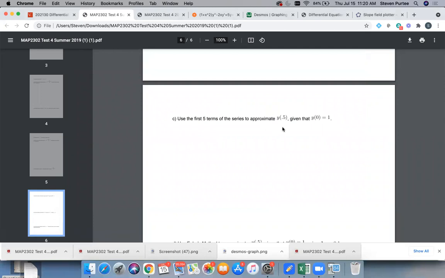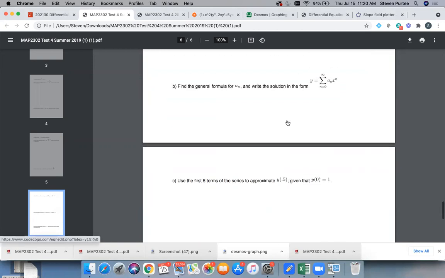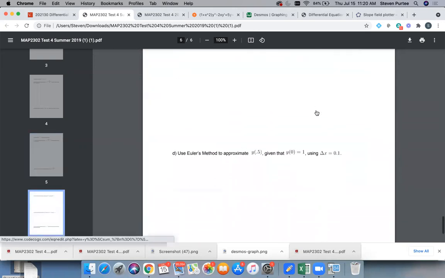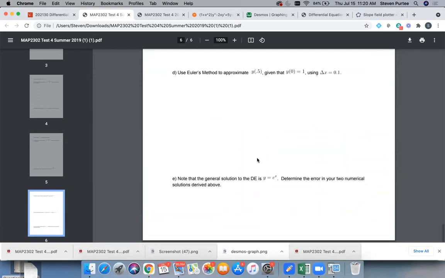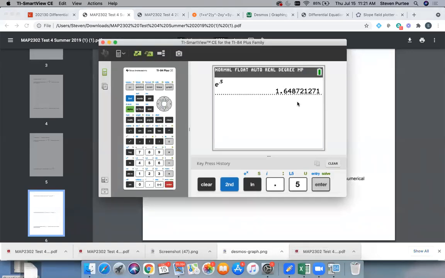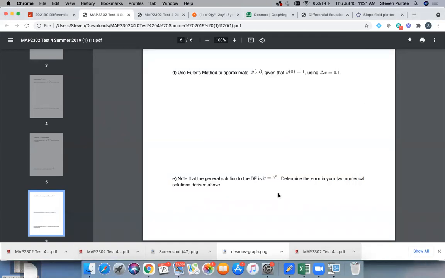So we're going to approximate e to the 0.5. Y of 0 equals 1 here. So our solution is y equals e to the x, using 5 terms of our power series. Then we're going to do it using Euler's method. We're going to compare all 3. The actual solution, and when I mean actual, I mean the really good approximation the calculator gives us. This again is just an approximation. It's just accurate to like 9 decimal places. Euler's method and our power series.